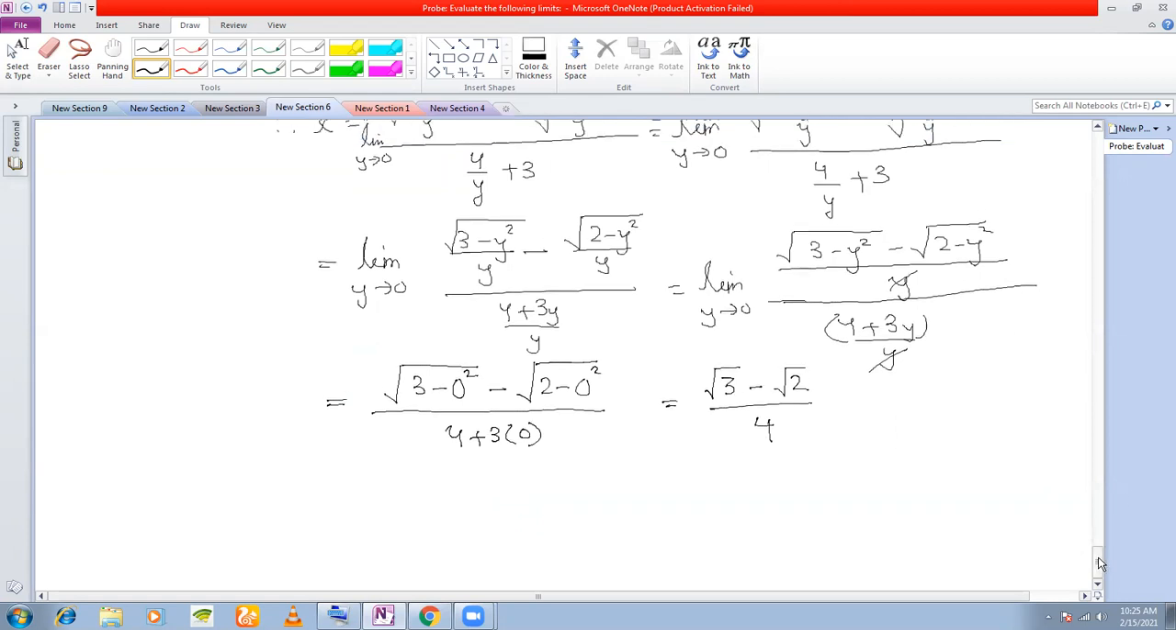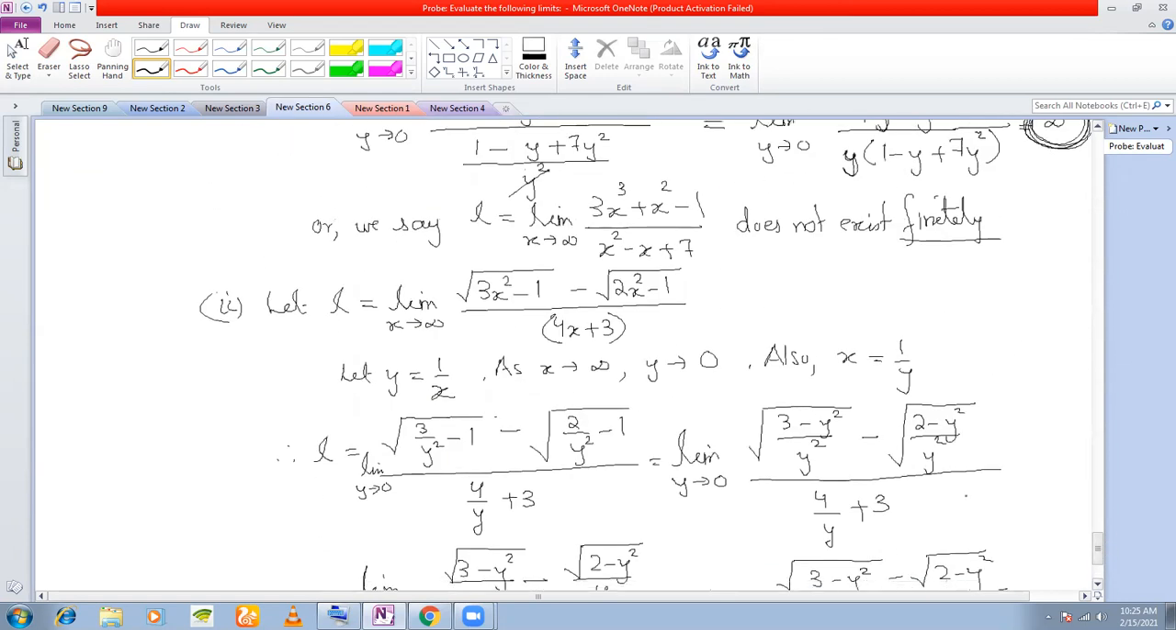Okay, now there's another way in which you can see this problem. I want you to see this very, very carefully. See, limit x tends to infinity, very conveniently you are putting... Are you listening to me? Yes, sir. Now see this, very conveniently you can do it even without putting x is equal to 1 by y. See how you can do.